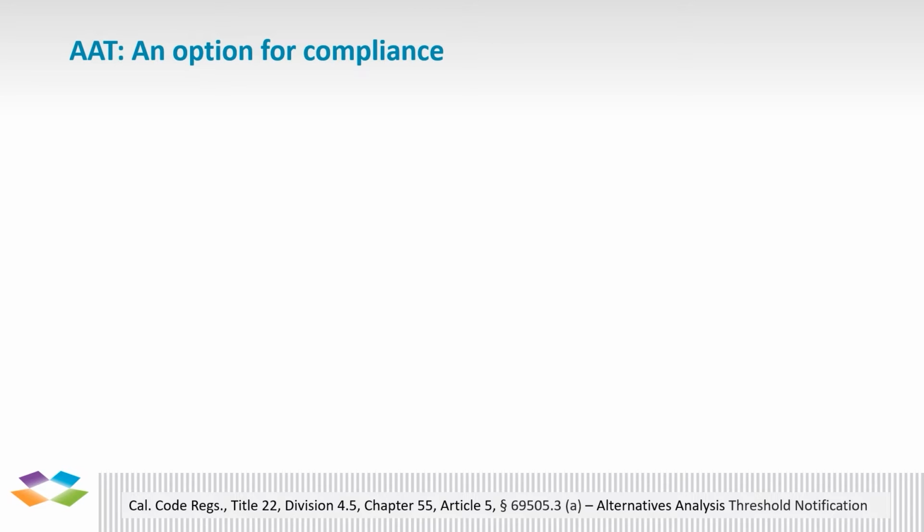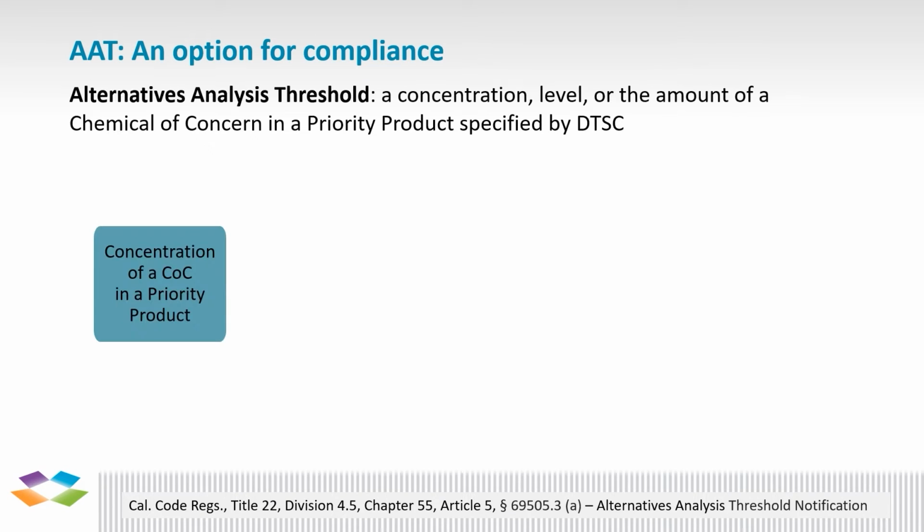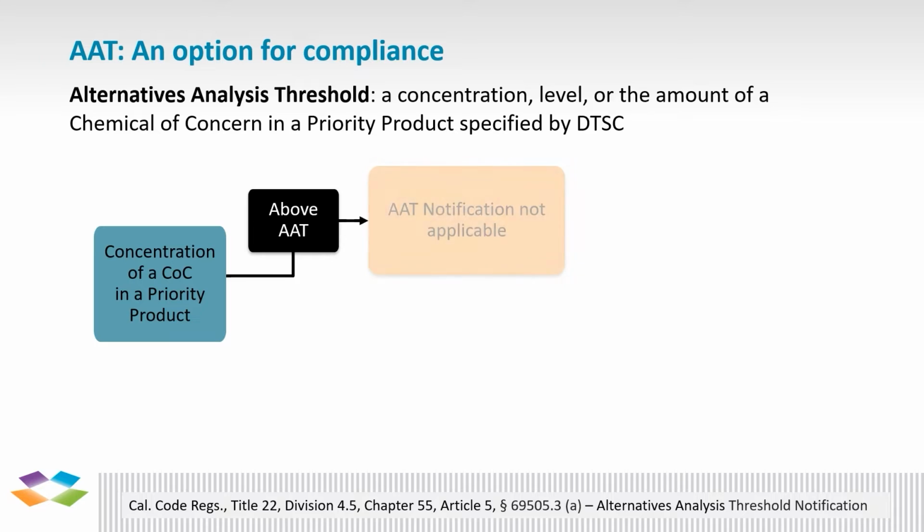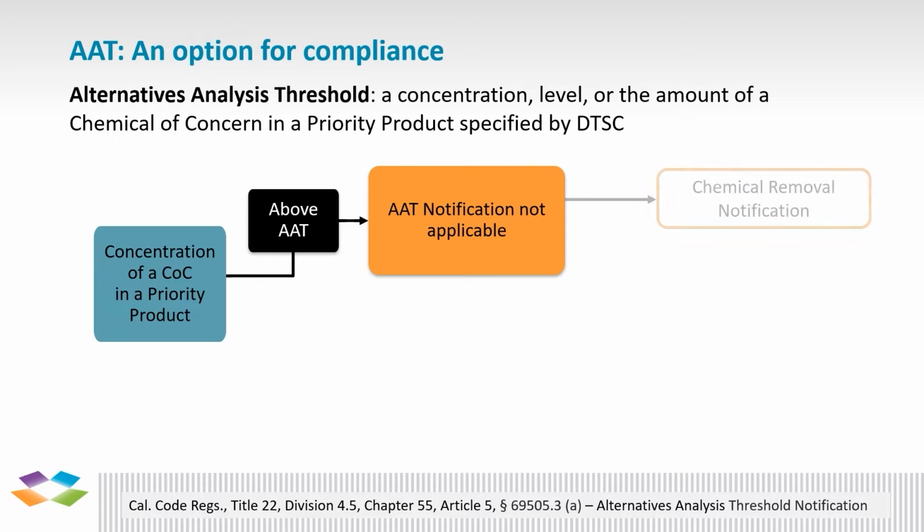An alternatives analysis threshold refers to a concentration, level, or the amount of chemical of concern in a priority product specified by DTSC. When the concentration is above the threshold, the product requires further analysis. If the chemical concentration in your product is above the AAT, the AAT notification does not apply. You will need to select one of the other compliance options.